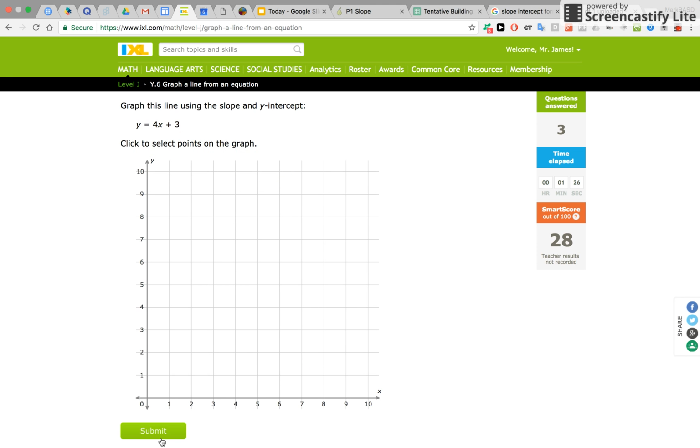Last one, y-intercept is 3, slope is 4, that means 4 over 1. Start at 3, go up 4, 1, 2, 3, 4, and we'll go over 1. That's pretty much all there is to it.